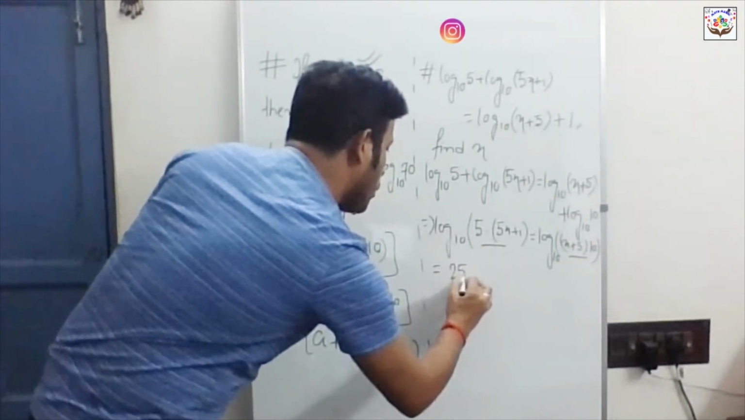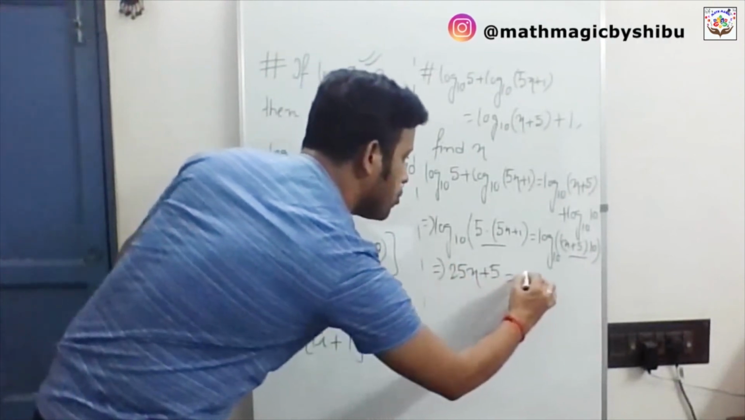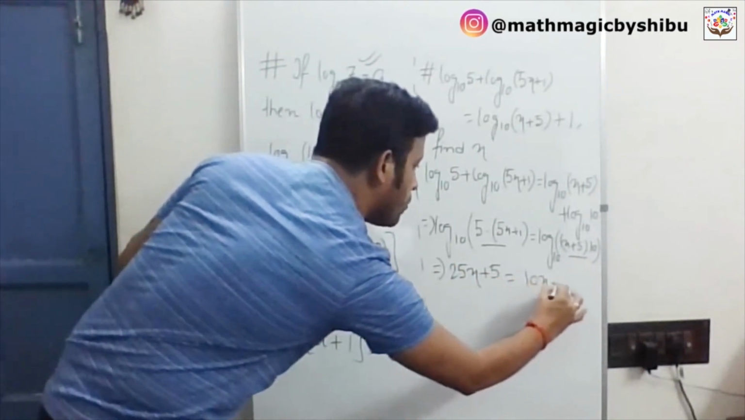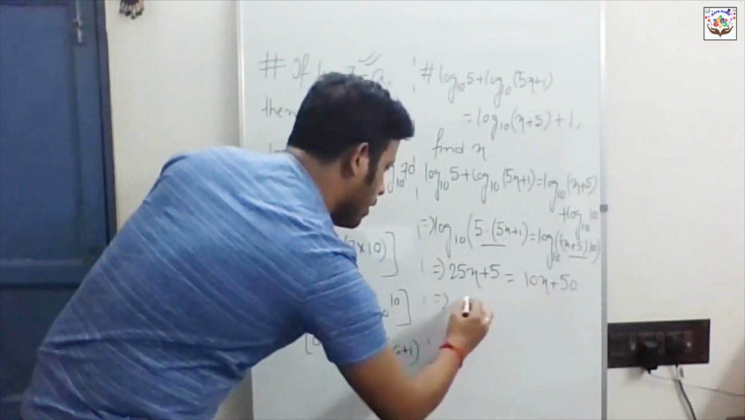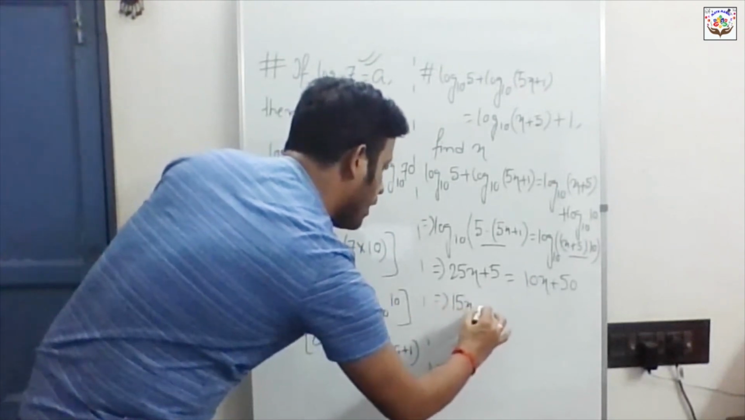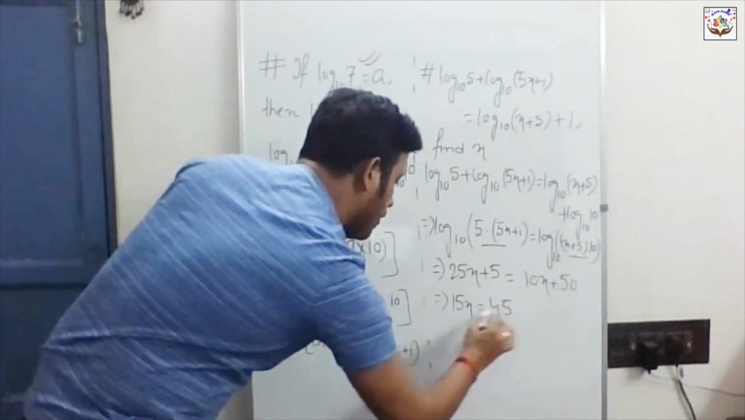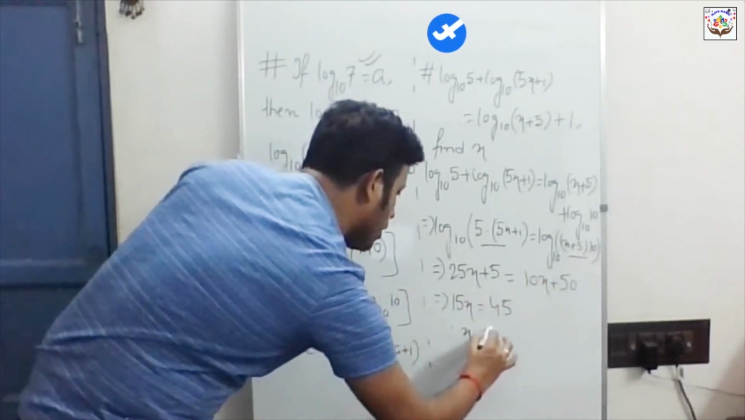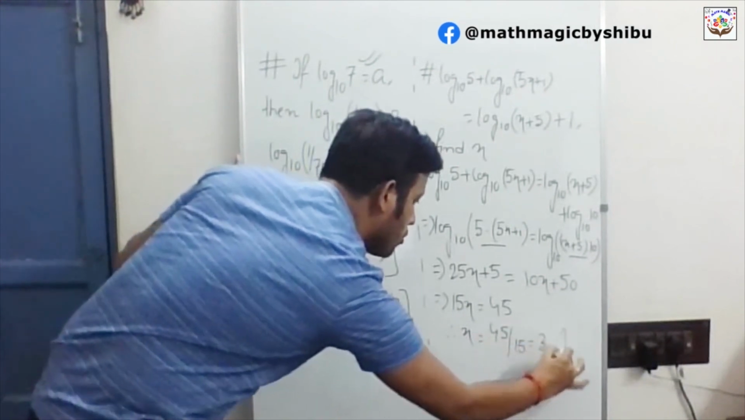That means 25x plus 5 equals to 10x plus 50. So if we bring 10x at the left side, it will become 15x, and let us bring 5 to that part, it will become 45. So x will be 45 by 15 equals to 3.